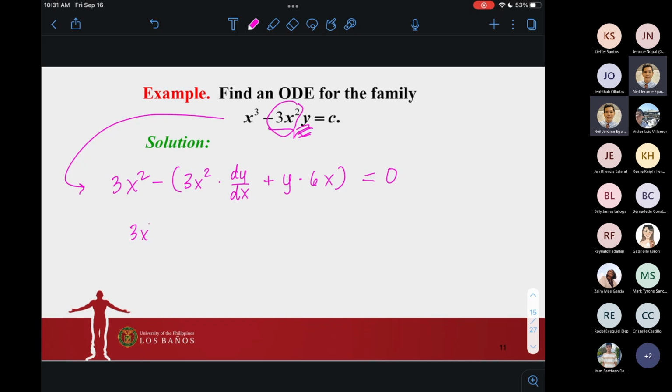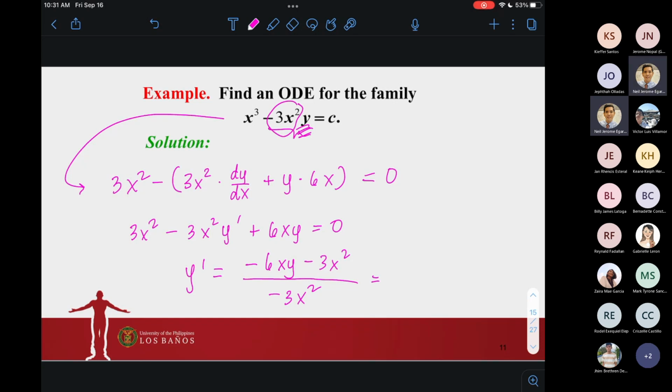So we'll have 3x squared minus 3x squared dy over dx, or maybe you can just write it as y prime para mas maikli, plus 6xy equals 0. And then if you want to write it in explicit form, we'll have y prime equals negative 6xy minus 3x squared over negative 3x squared. Tama ba? Negative 6x minus 3x squared minus 3x squared. So this could be written as what?